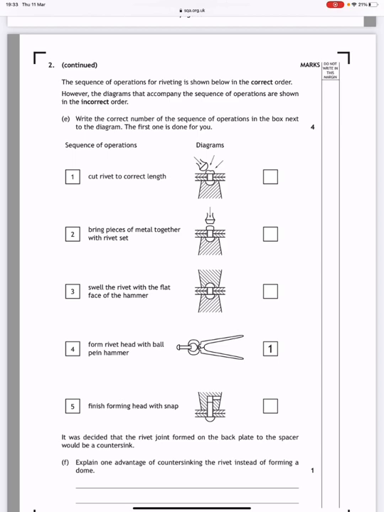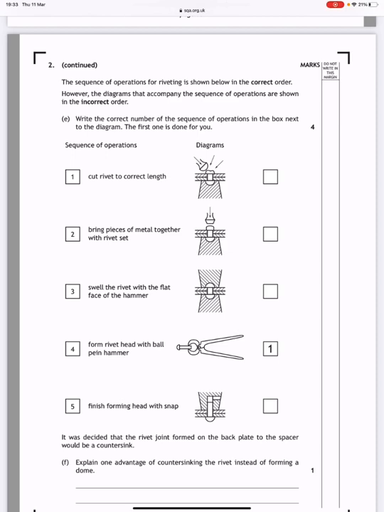The next one, bring pieces of metal together with the rivet set. Well, that would be the very bottom diagram. Swell the rivet with the flat face of the hammer. That's going to be the second one down from the top. You can see the flat head of the hammer, and what that's going to do is just upset the end of the shaft of the rivet to make it wider.